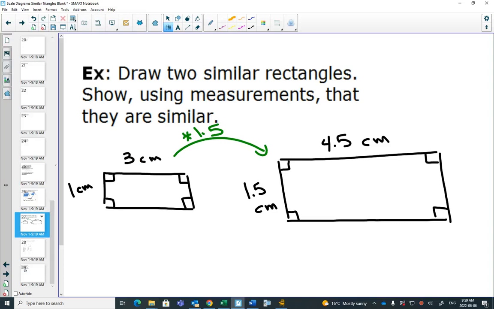Here we drew two rectangles. We used a scale factor of 1.5. The smaller one and the bigger one then are similar because all the angles are the same and the sides are proportional.